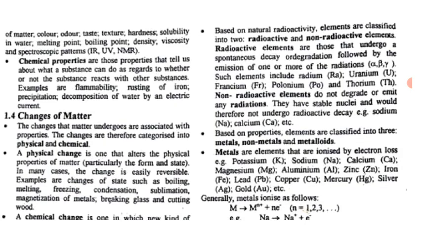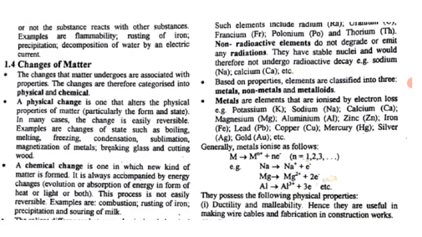So based on properties, elements are also classified into three. We have metals, non-metals, and metalloids. That's based on their properties. It could be physical and chemical properties. Alright, so metals are elements that are ionized by electron loss, e.g. potassium, sodium, calcium, magnesium, aluminium, zinc. We have a lot of them.